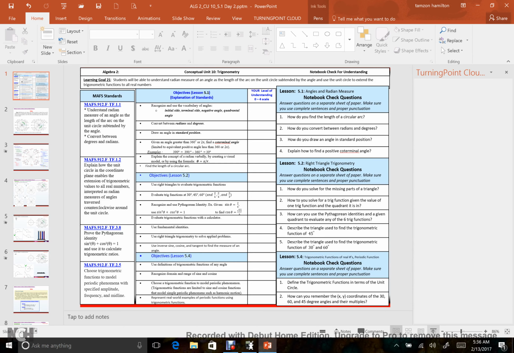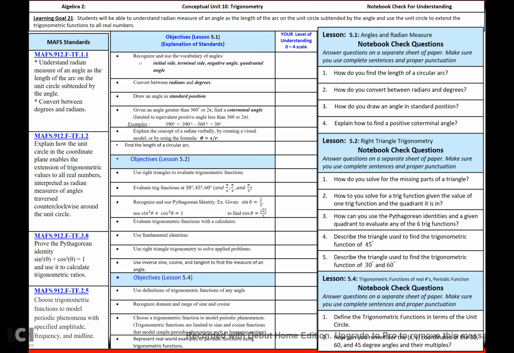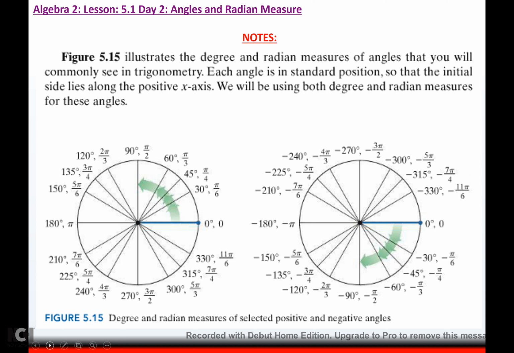All right, we're going to continue talking about trigonometric functions. Figure 5.15 illustrates the degree and radian measures of angles that you will commonly see in trigonometry. Each angle is in standard position so that the initial side lies along the positive x-axis. We'll be using both degree and radian measures for these angles. So again, the sooner you memorize that unit circle, the better off you're going to be.